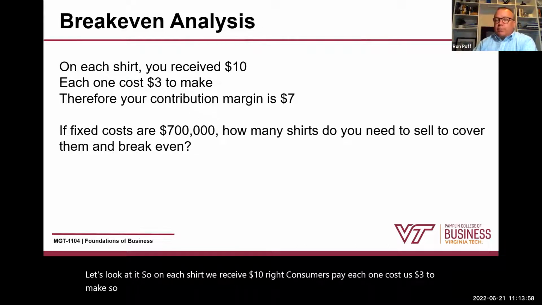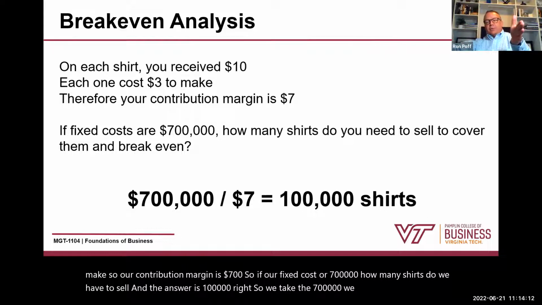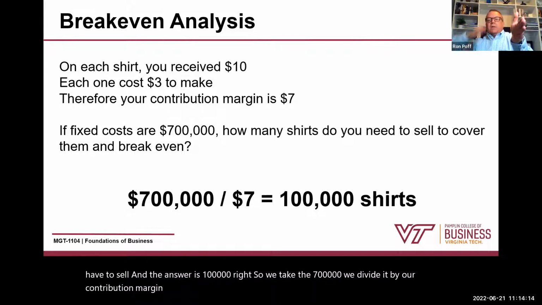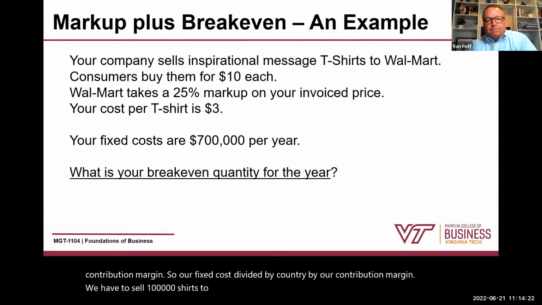So our contribution margin is $7. If our fixed costs are 700,000, how many shirts do we have to sell? The answer is 100,000, right? We take the 700,000 and divide it by our contribution margin. So fixed cost divided by contribution margin, we have to sell 100,000 shirts to break even.